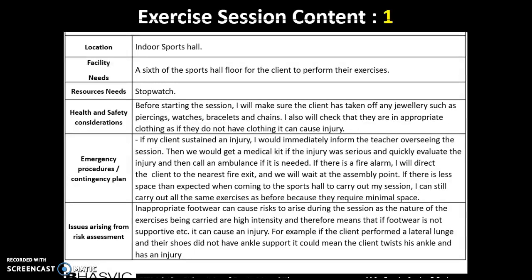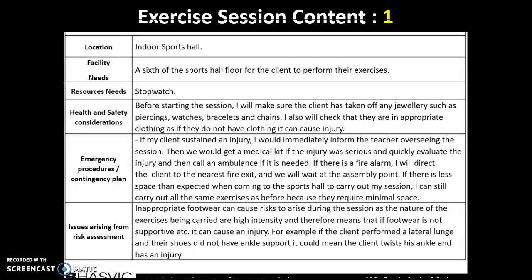So, emergency procedures and contingency plan. If my client sustained an injury, I would immediately inform the teacher overseeing the session or instructor. Then we would get a medical kit if the injury was serious, quickly evaluate the injury, and then call an ambulance if it is severe enough. If there is a fire alarm, I'll direct the client to the nearest fire exit, and we will wait at the assembly point. If there is less space than expected when coming to the sports hall to carry out my session, I can still carry out all the same exercises because they require minimal space. That's quite good, because my exercises are quite adaptable.